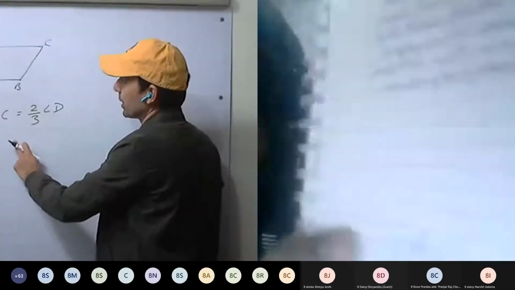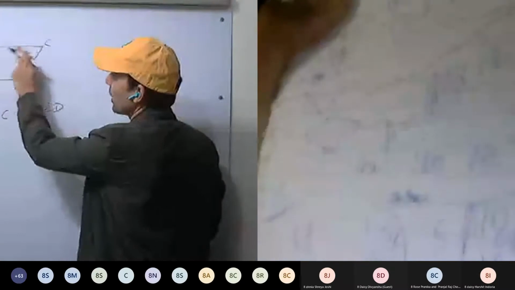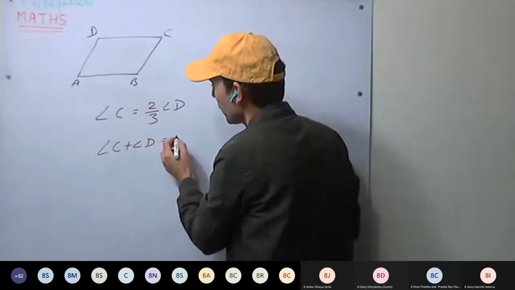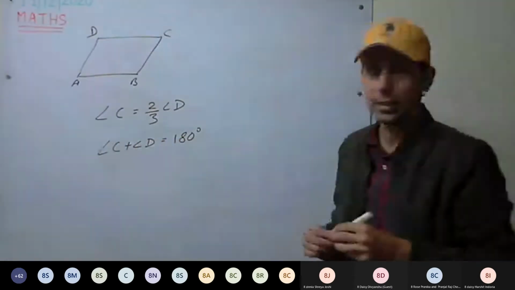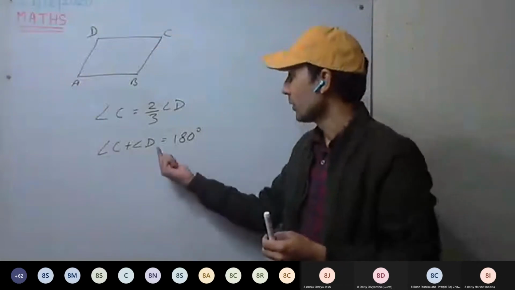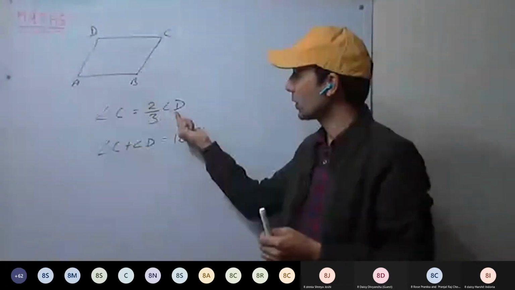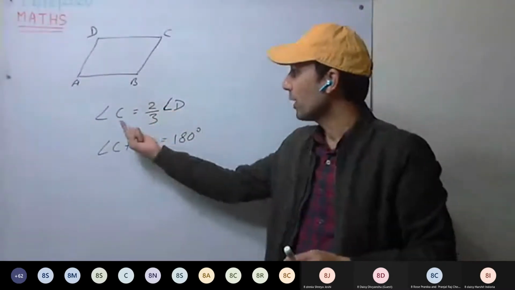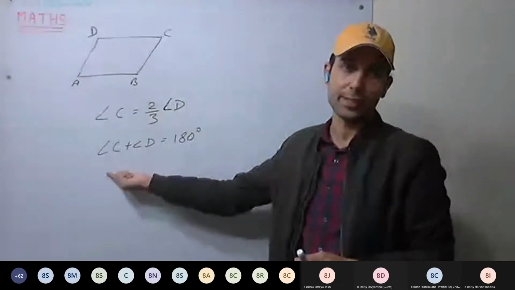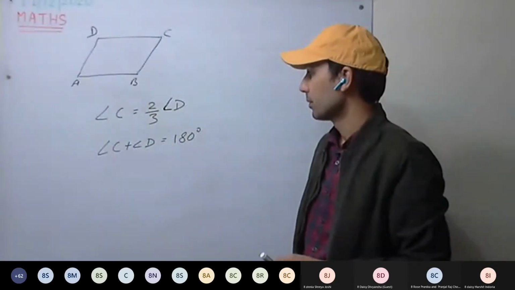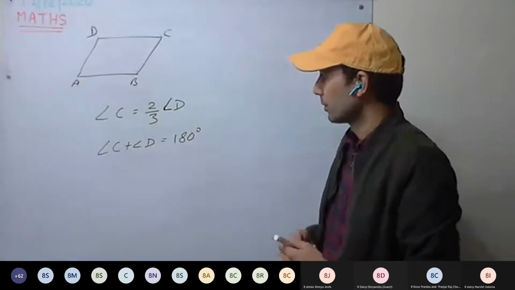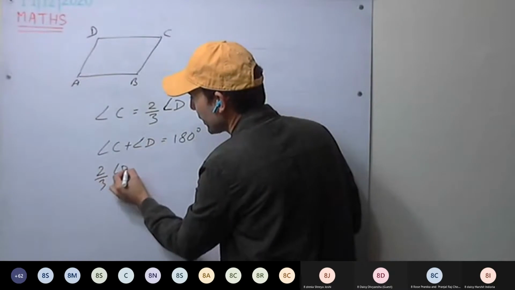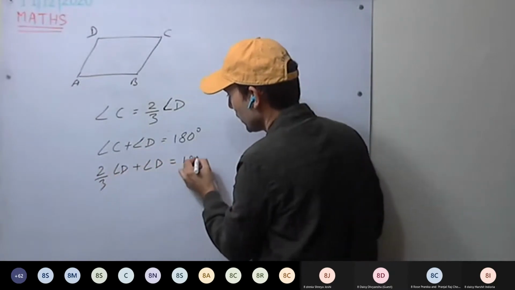So we'll be writing the property. In a parallelogram, angle C and angle D are supplementary. Therefore, angle C plus angle D equal to how much? 180 degrees. Okay. Now how to solve? We are having one equation, two unknowns, so we'll be using this relation. Now put the value of angle C here in terms of angle D. So next step will be 2/3 angle D plus angle D equal to 180 degrees.